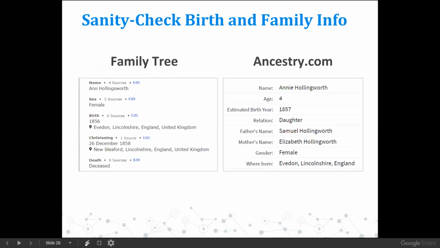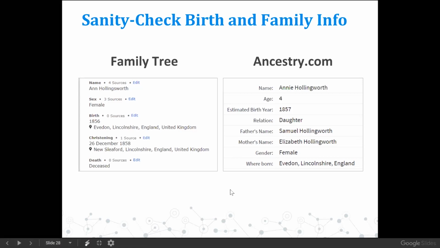The reason this is so important is that in England, as in many, many other countries, names were used over and over again. There were a lot of common names. Girls, that a lot of families cycled through Anne, Sarah, Jane, Mary, Elizabeth, and those names were just used over and over again. So you can't just judge whether people match up based on the name. You have to look at other things.